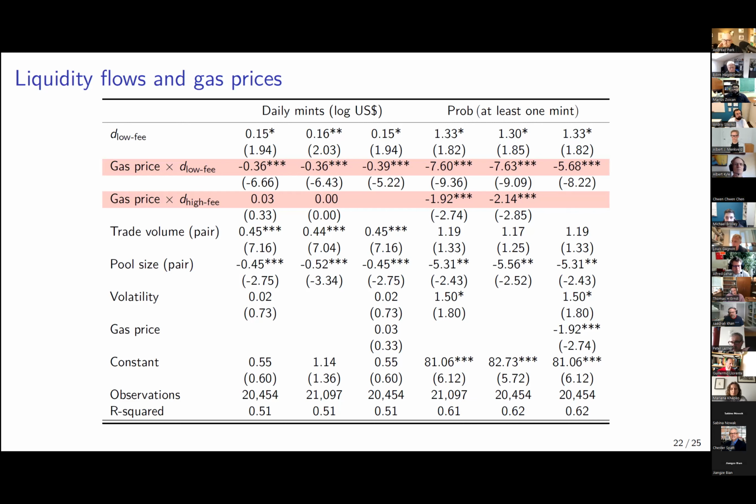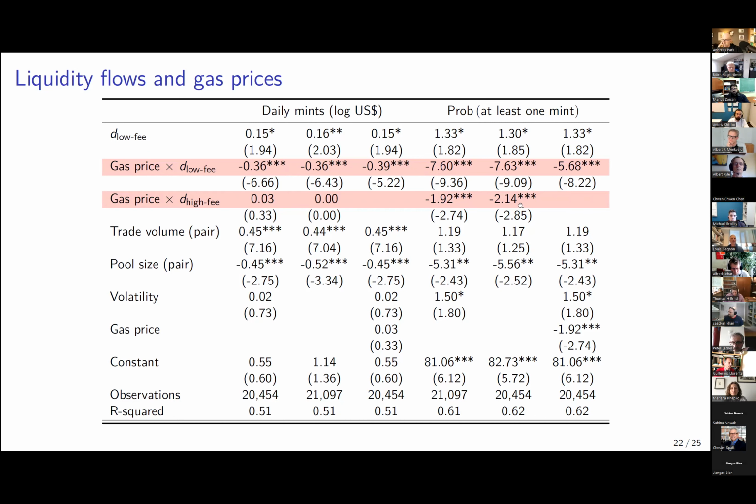You have people migrating from the low fee pool, people going out. So on aggregate, we don't see an effect, but they seem to provide much less liquidity on the low fee pool when the gas price is high. The probability of seeing at least one liquidity deposit on any given day decreases by 7 percentage points if the gas fees are higher on the low fee pools. It also decreases to a much lower extent on the high fee pools.